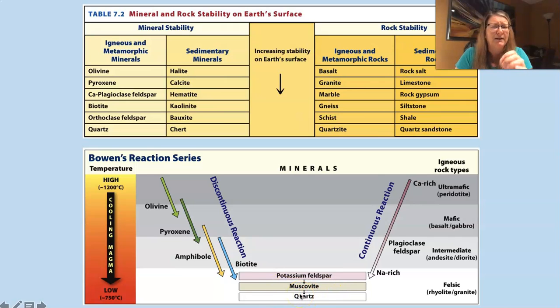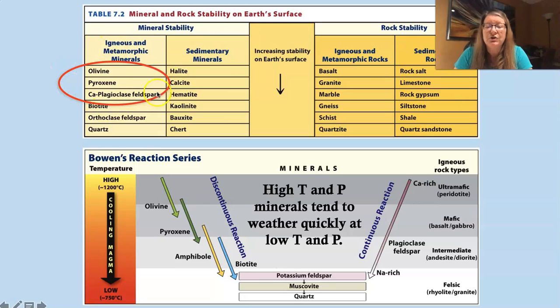So what does that have to do with anything? These high temperature and high pressure minerals tend to weather very quickly and break down at Earth's surface because that's not where they formed. They formed at higher temperatures and pressures than the ones down here, and so they're more susceptible to breaking down.